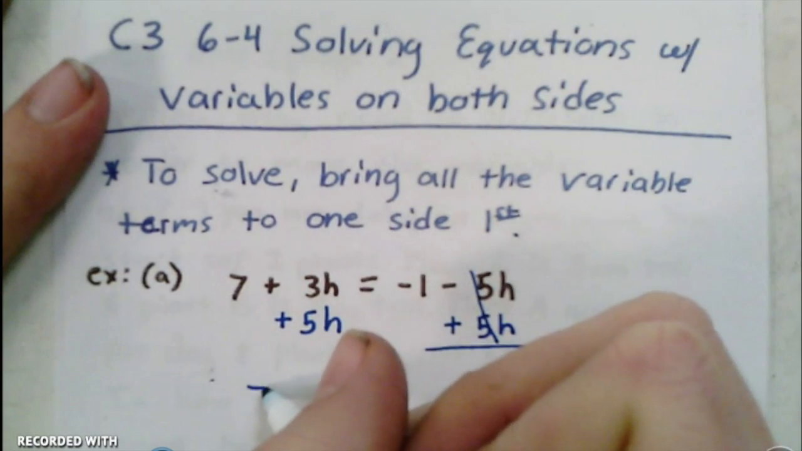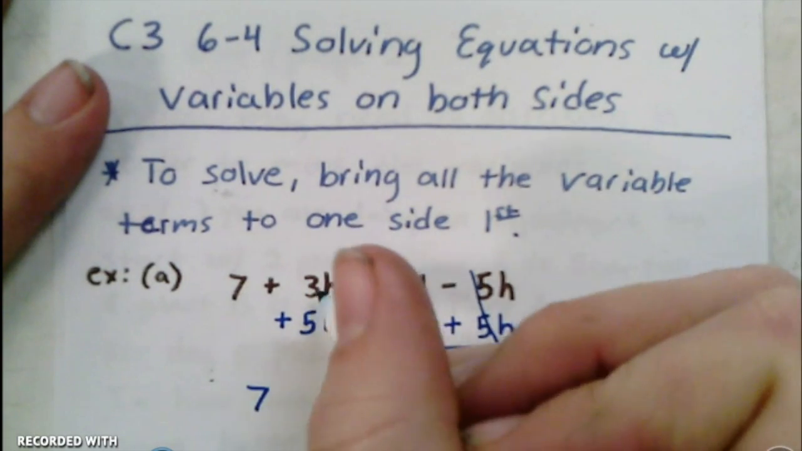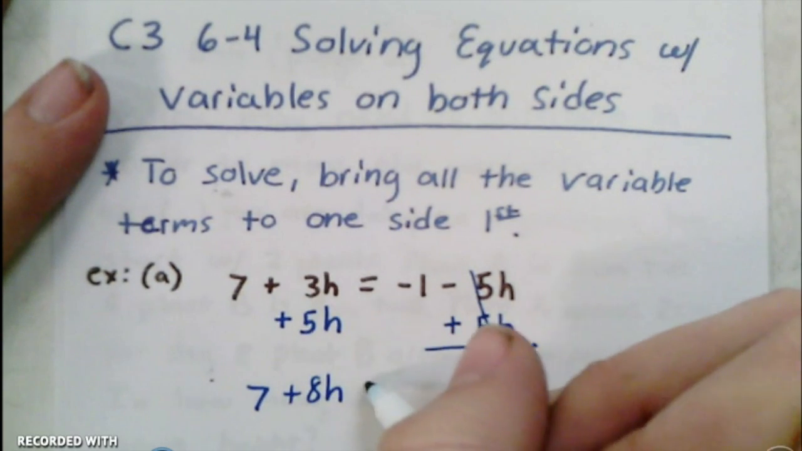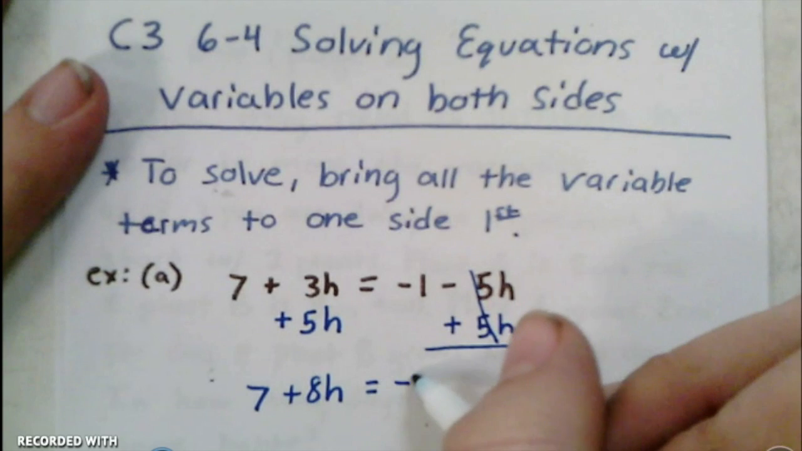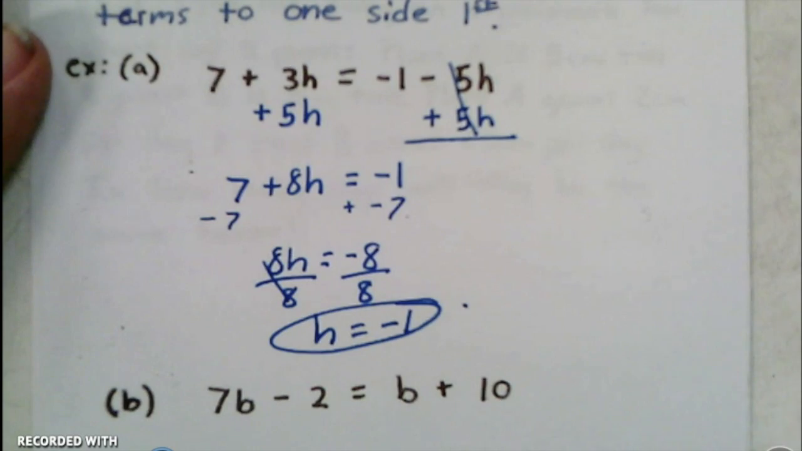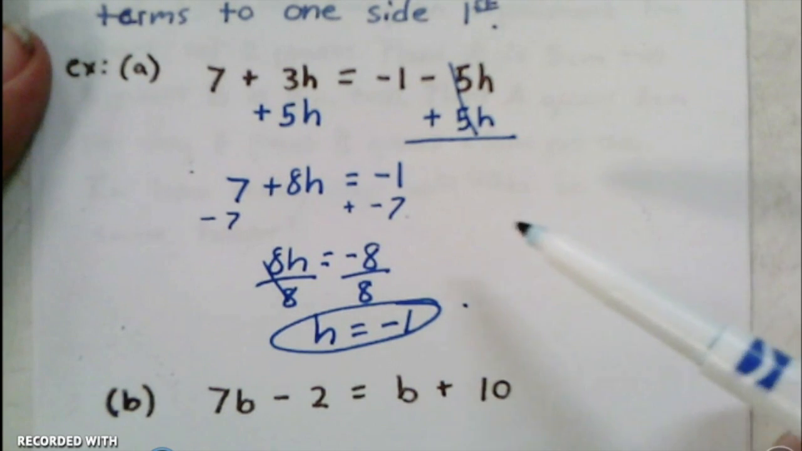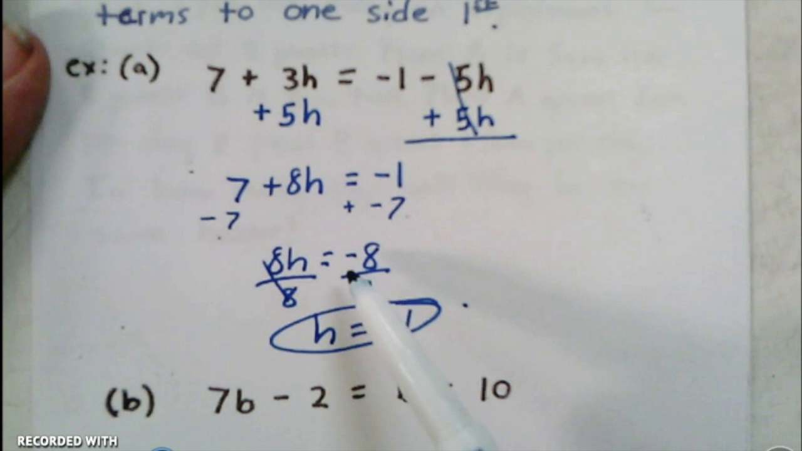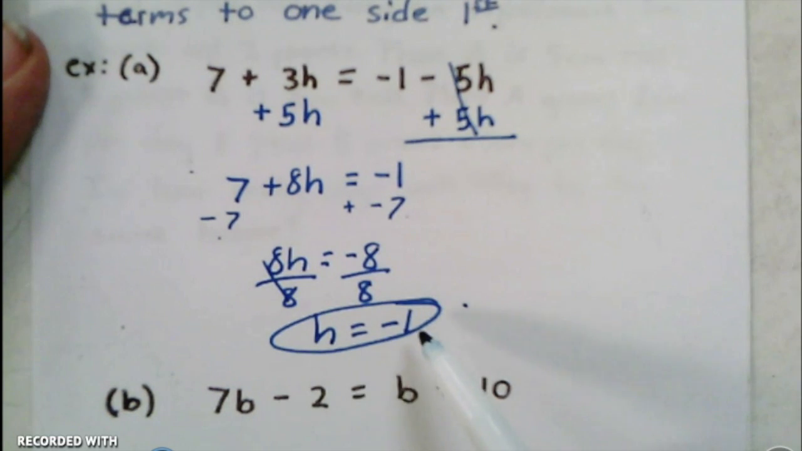So now I have 7 plus 3 plus 5 is plus 8h equals negative 1. I always move my variable before I simplify anything else. All right, and from here we know what to do. I just walked you through that whole thing, but apparently it was off the screen. So just to give you a recap of what happened here, we subtracted 7 from both sides. We got 8h equals negative 8. I divided by 8. I got h equals negative 1.